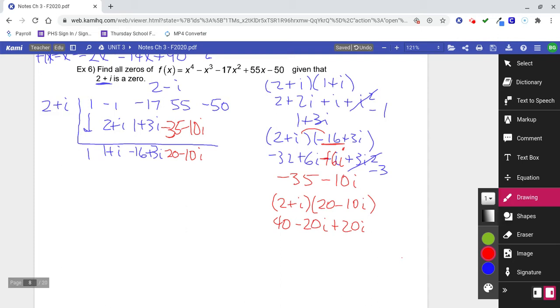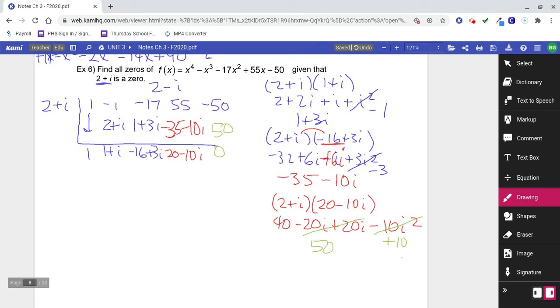There's a good sign. i times negative 10i is minus 10i squared. Those two cancel out. Negative 10i squared is plus 10. So 40 and 10 make 50. That's 50. Add down, and that's 0. Okay. I knew it was going to be 0, though, because they told me 2 plus i is a zero. But, okay, that's great. Fine.